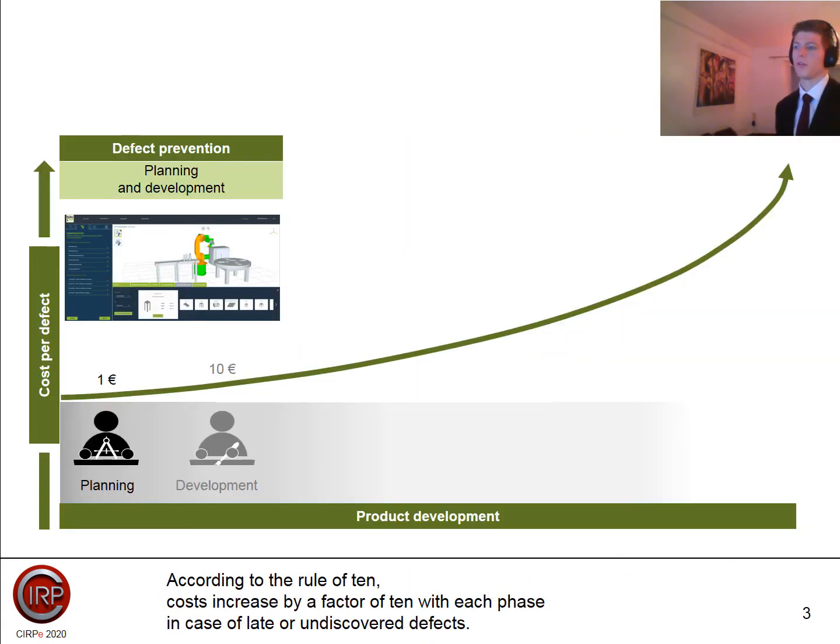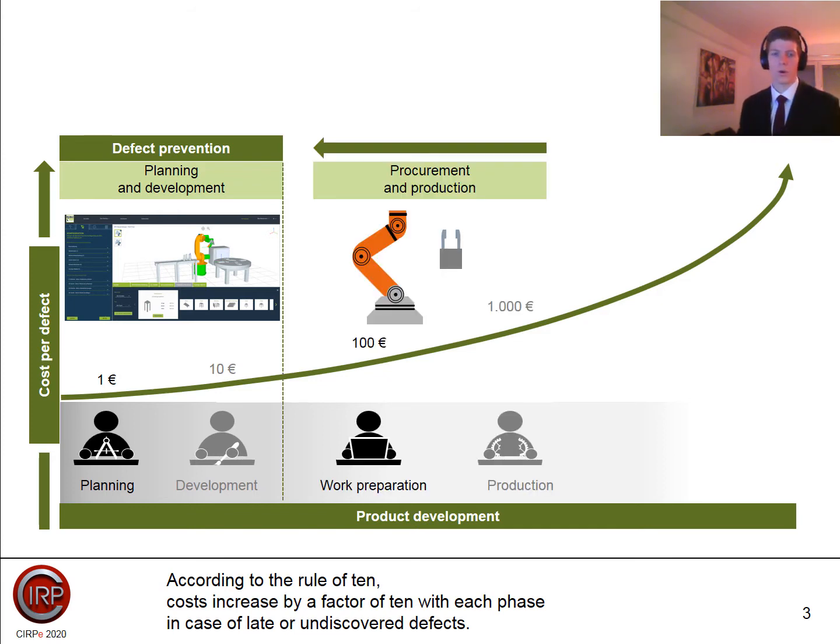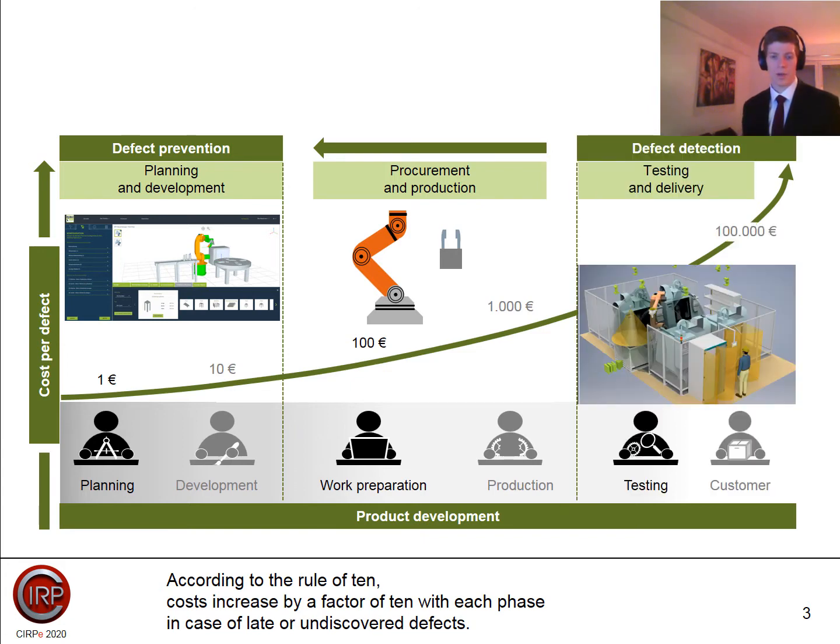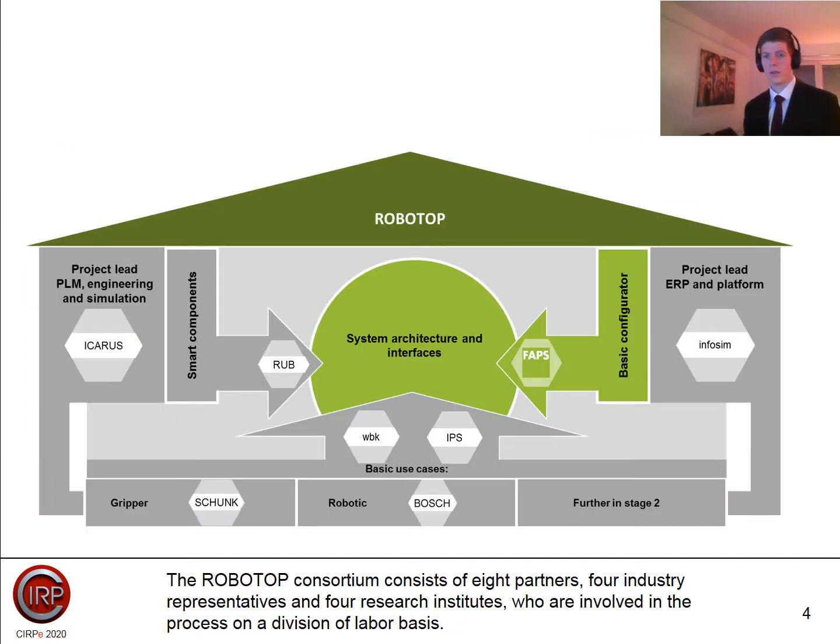Costs, according to the rule of 10, are low at the beginning. If you make an error within planning or development, they are small. With every phase, if you order the wrong robot, if you order the wrong components, or if you are in the assembly line of a customer and then something goes wrong, the costs increase exponentially. Therefore, it's very important to reduce errors at an early stage. Good processes are key.